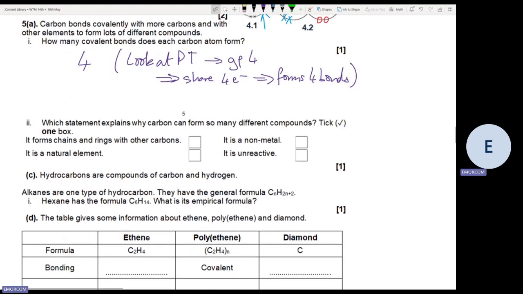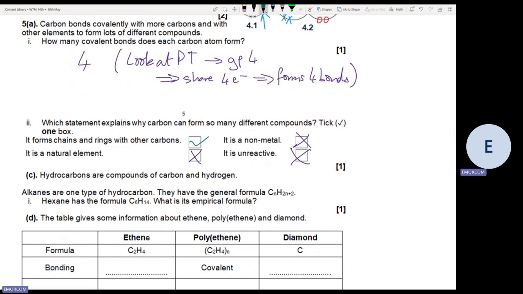Part 2, which statement explains why carbon can form so many different compounds? So it's a natural element, that doesn't explain it. Lots of elements are natural elements. It's a non-metal, again, that doesn't explain it because lots of non-metals don't form lots of different compounds. It's unreactive, that's definitely not the answer. The answer is that it forms chains and rings with other carbons.